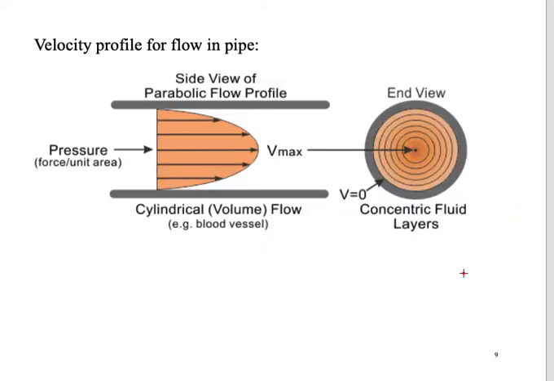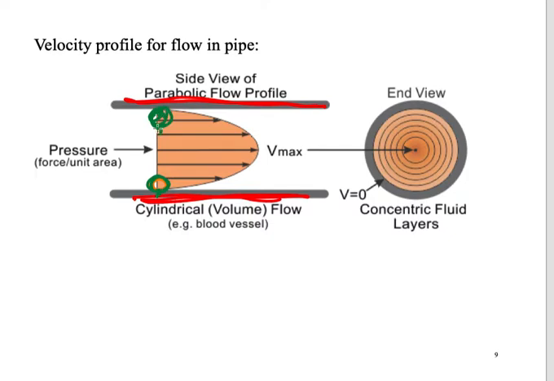This is an example of a velocity profile for flow in a pipe. For example, we have a pipe wall here at the top and at the bottom. The velocity at the wall here is equal to 0 because these molecules stick very hard on the surface.